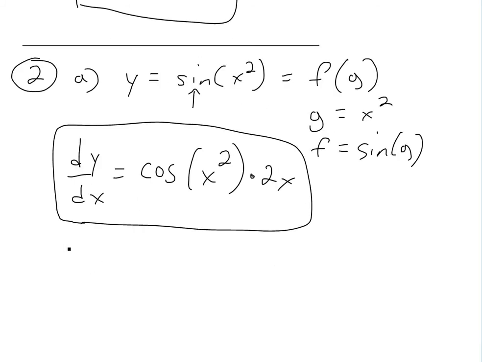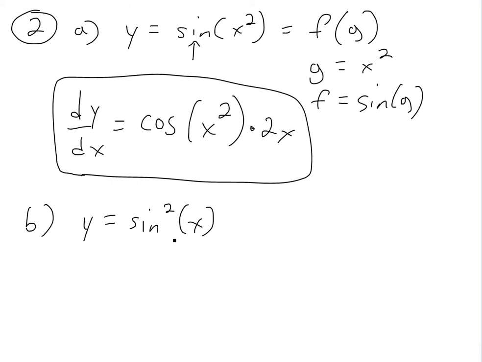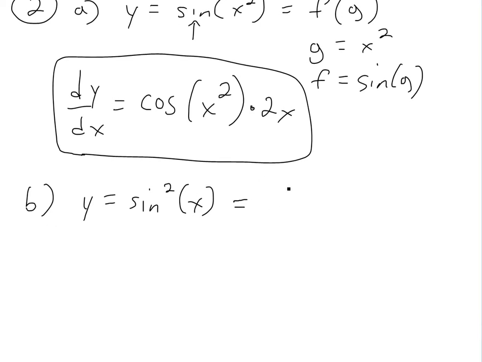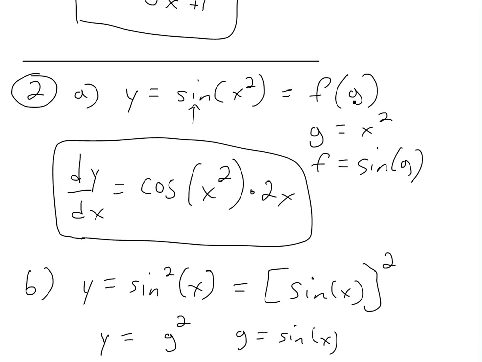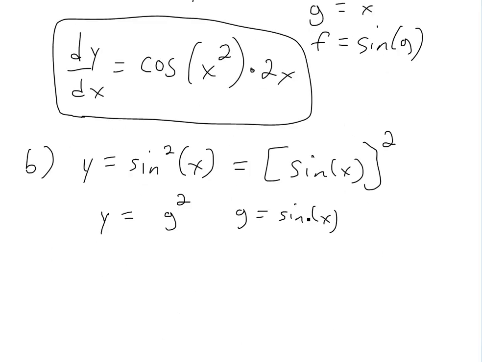But now the tricky one is part B, which is y equals sine squared of x. This is a bit different. You could also write it as sine of x to the power of 2; it means exactly the same thing. Now our outer function is actually this outer power. So we could write y is equal to g squared, where g is equal to sine of x. Before, we had y equals f equals sine of g, but now we have this case.